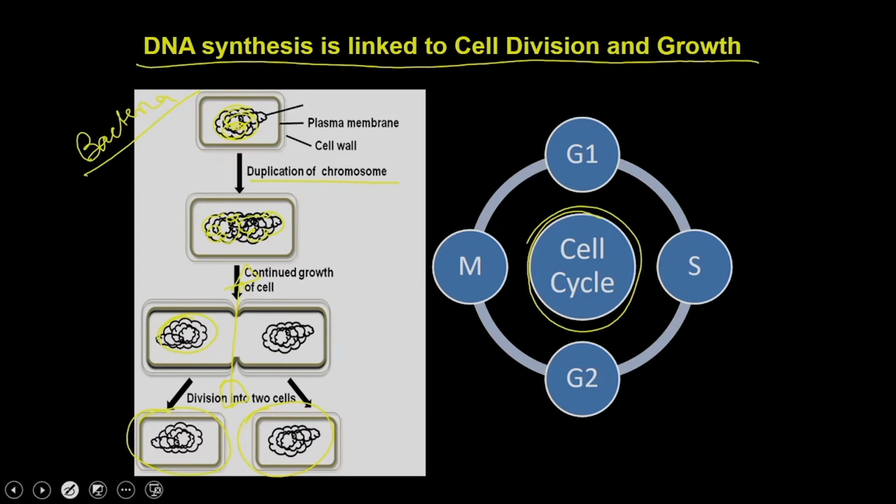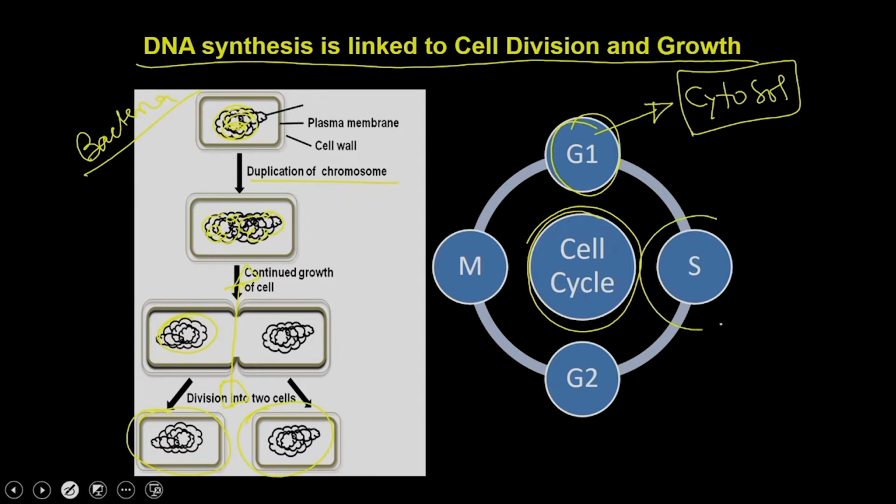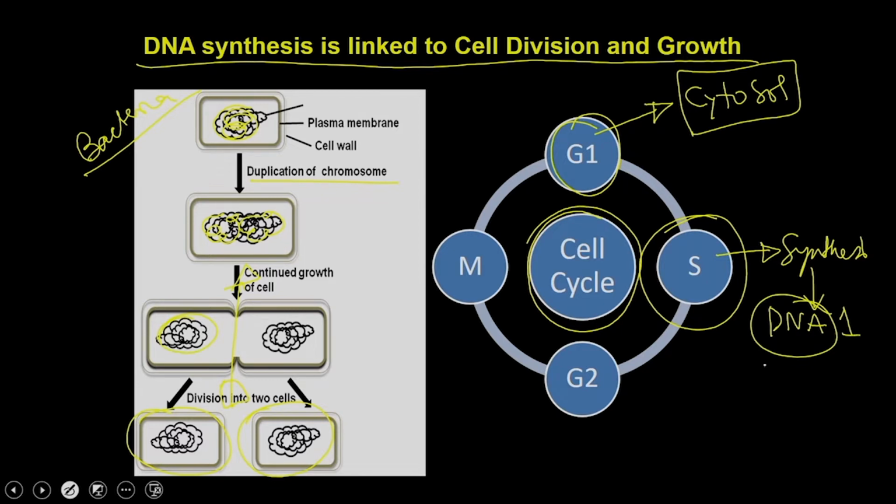What are these events? You have G1. In G1 you increase the amount of cytosol and prepare the cell for the synthesis phase, and then you enter the synthesis phase. In the synthesis phase, or S phase, you do DNA synthesis, which means you make the first copy of DNA and synthesize the second copy of DNA, so the DNA is now duplicated. You now have 2 genomes, just like in this stage, and then the cell enters the G2 phase.